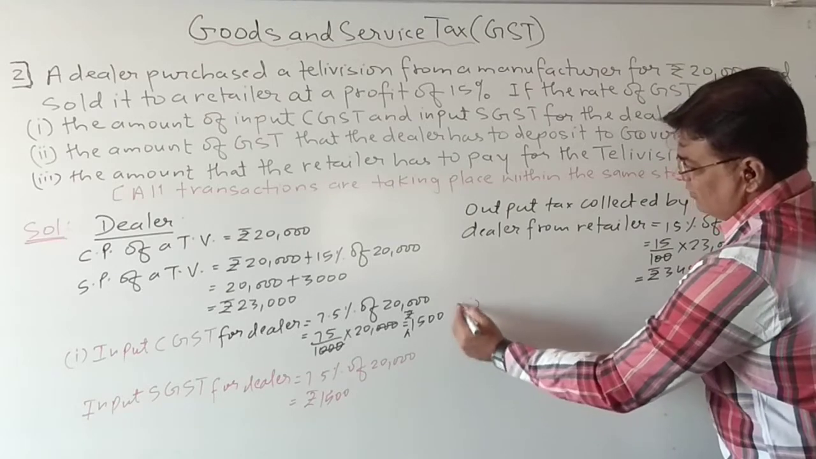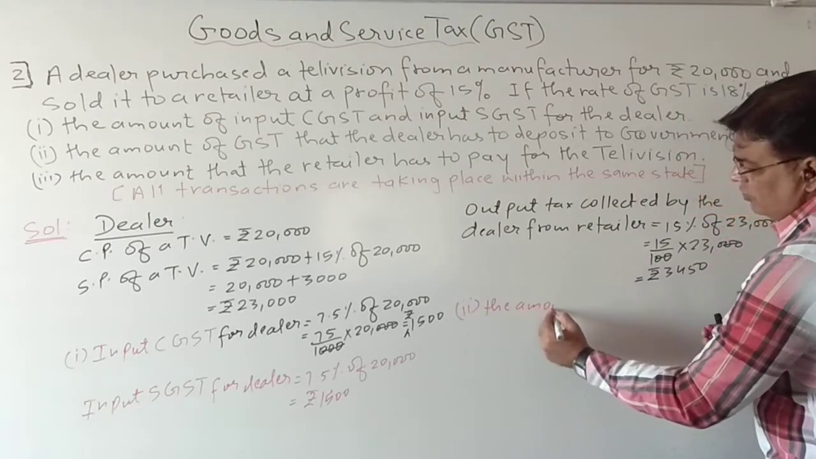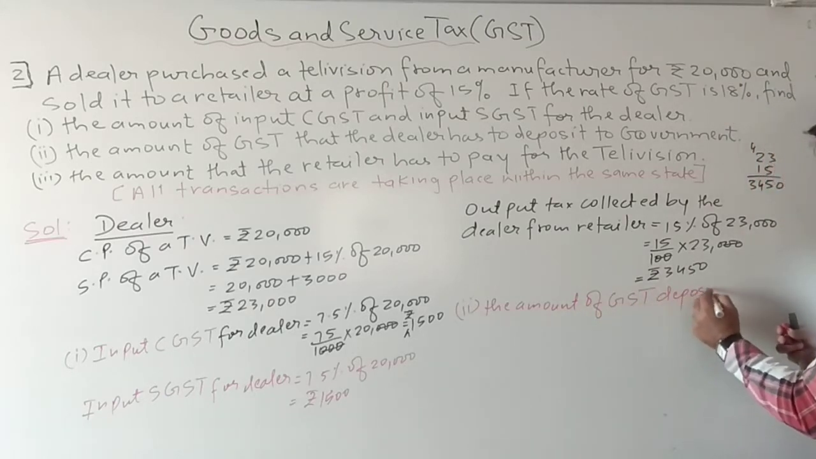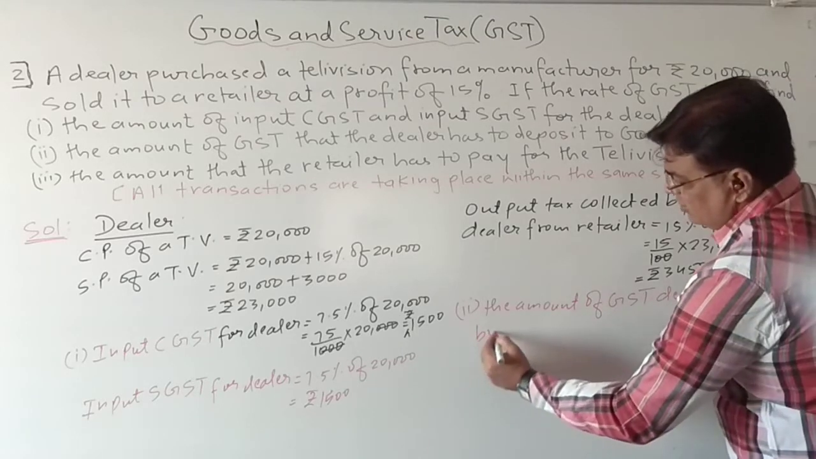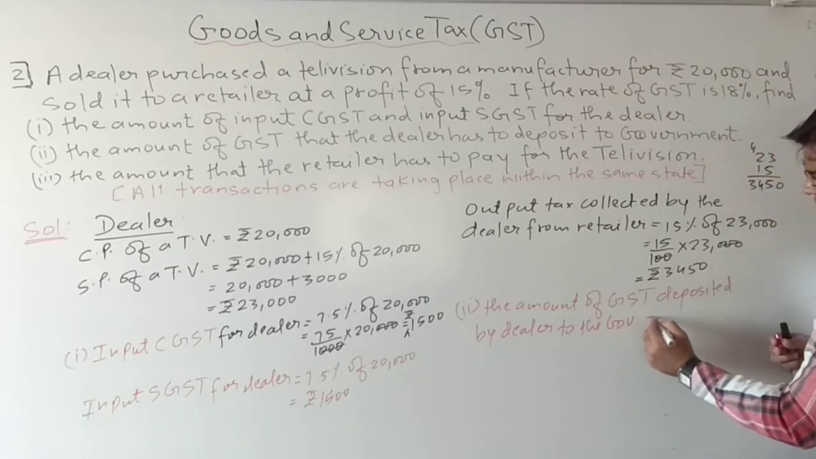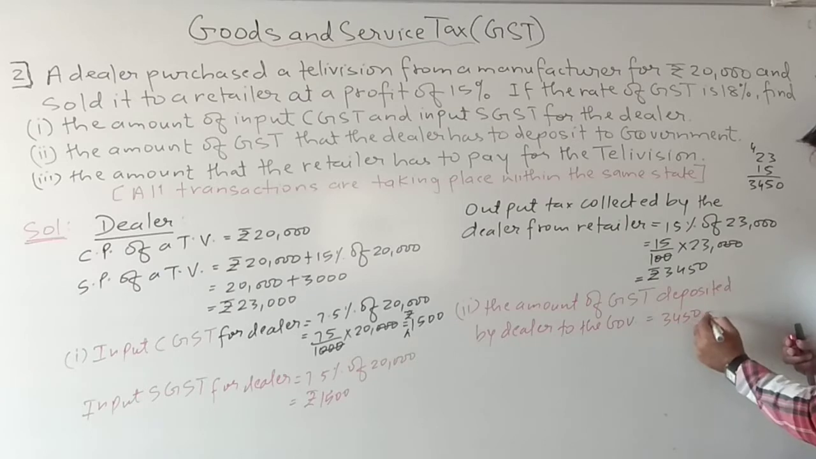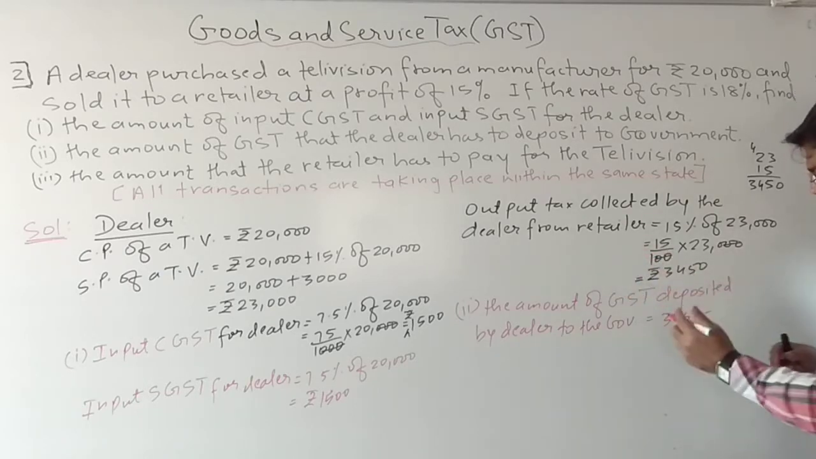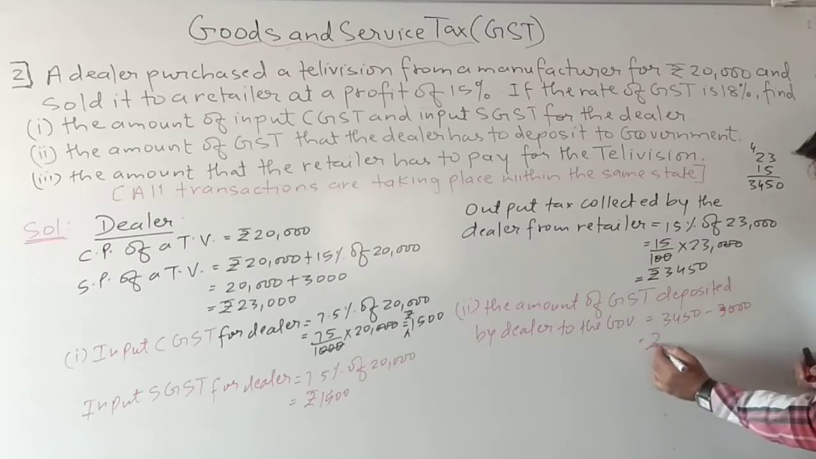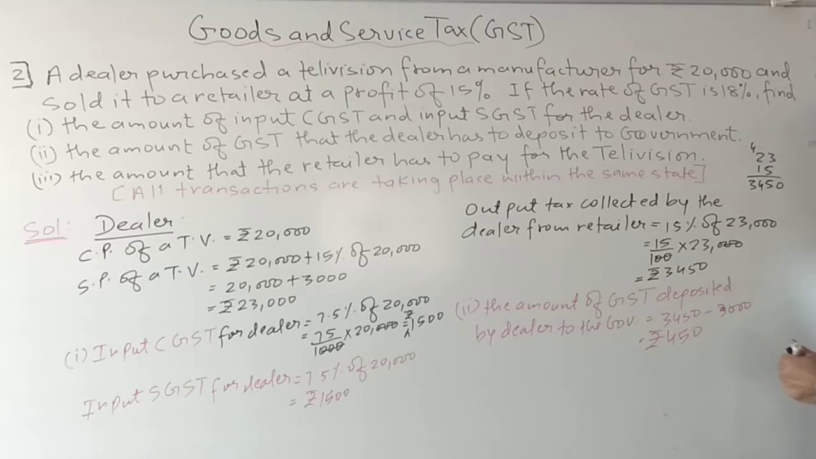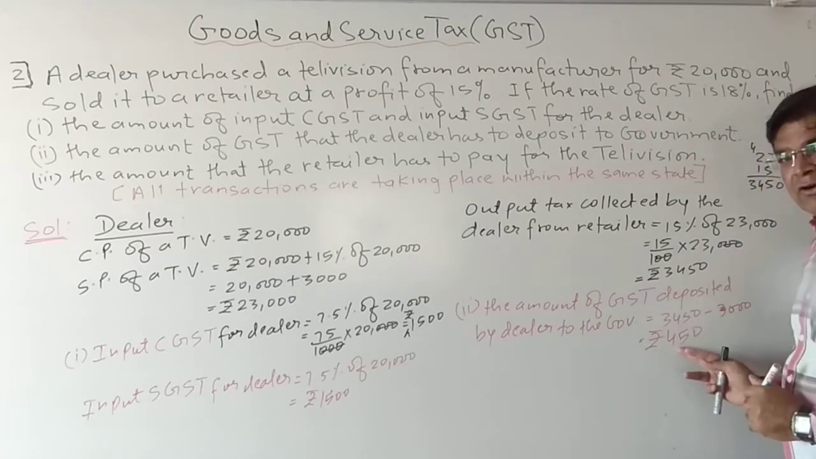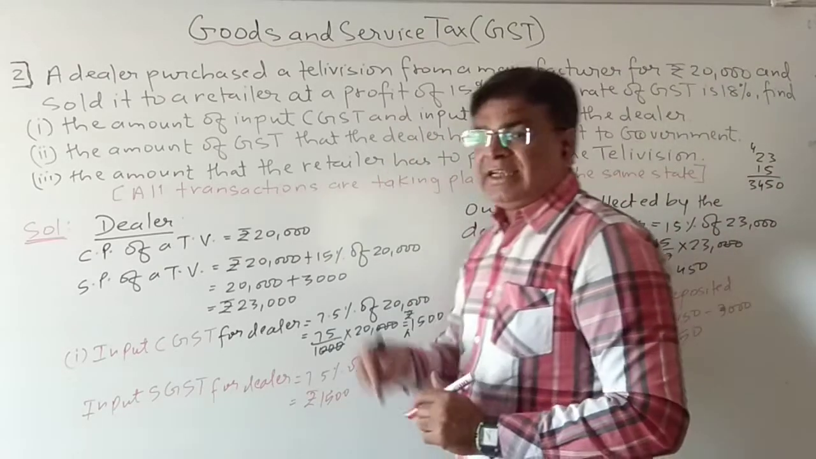So our second answer will be the amount of GST deposited by the dealer to the government, which will be output tax minus input tax. So this is the output tax for the dealer, minus input tax. The input tax total he gave is 3000, so it will be rupees 450. So now he will give only 450 rupees to whom? To the government. So students, you can see that the first and second questions we have already found.